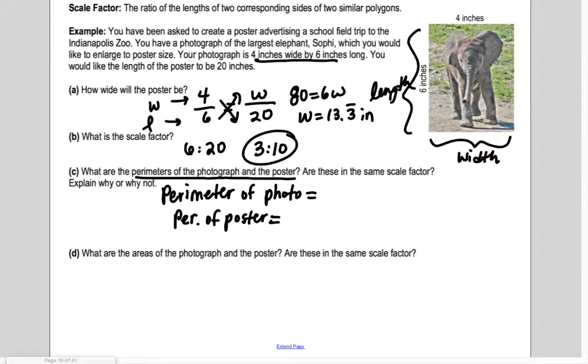Okay, so the perimeter of our photo is 4 plus 6 plus 4 plus 6. So we get 20. That was in inches, right? And the perimeter of the poster was, well, we saw one of the sides was 13.3 repeating, and one of the sides was 20, plus 13.3 repeating, plus 20. All right, so if I have 13.3 repeating, that's 13 2/3. The way I would put that in my calculator is 26 2/3, plus 20 plus 20, so plus 40.